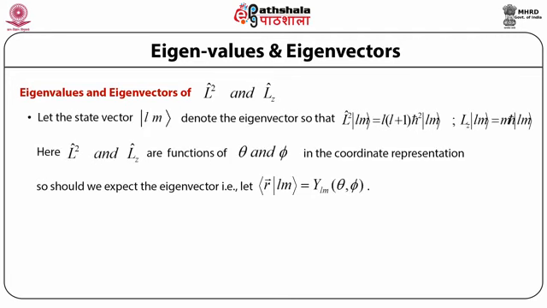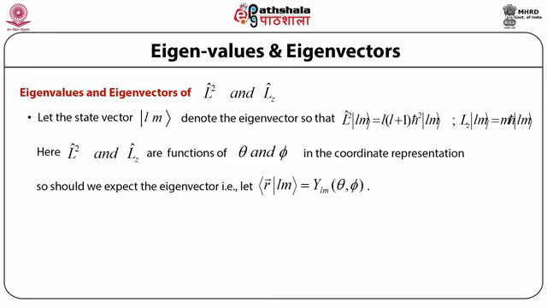So let us first start with the state vector |l m⟩, and then we denote the eigenvector so that the operator L² acting on the ket vector |l m⟩ returns the value l(l+1)ħ² times the ket vector |l m⟩.